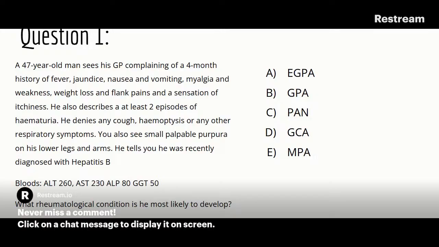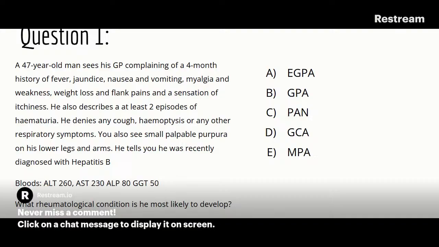A 47-year-old man sees his GP complaining of a 4-month history of fever, jaundice, nausea and vomiting, myalgia and weakness, weight loss, and flank pains with a sensation of itchiness. He describes at least 2 episodes of hematuria. He denies a cough, he denies hemoptysis, he denies any respiratory symptoms. You can see small palpable purpura on the lower legs and arms.